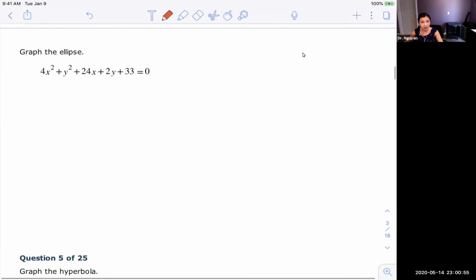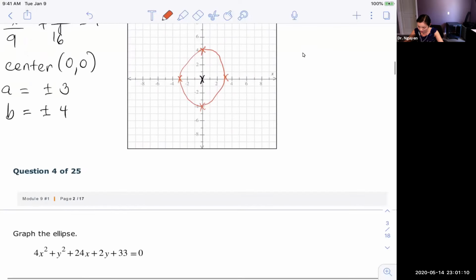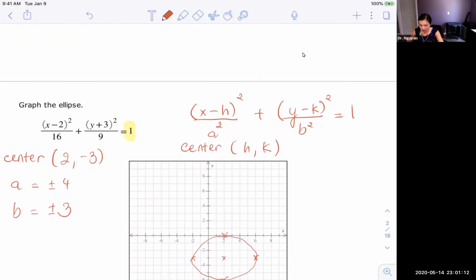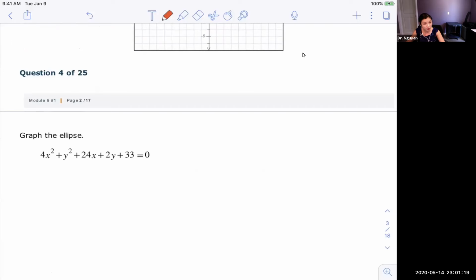Okay, now take a look at this one right here. We do not have the standard form. Now, not only do we not have 1, we have 4x squared. You see the standard form for ellipse, the coefficient is 1. Okay, so how do we do it? We're going to have to complete the square.